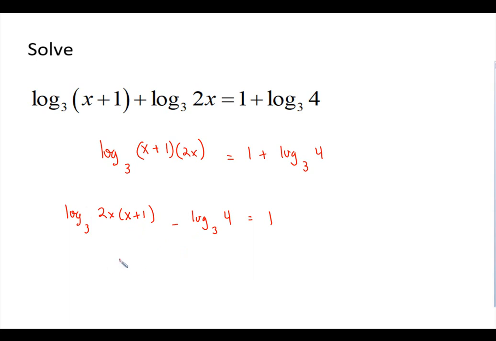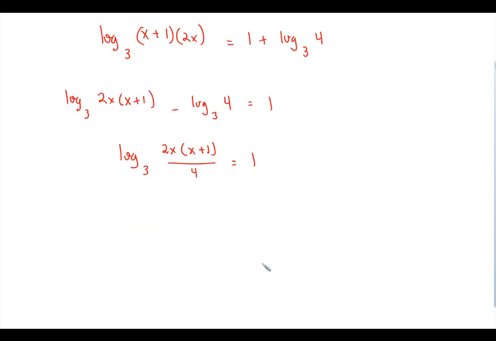Using the log properties, I have log base 3 of 2x times x plus 1 divided by 4 is equal to 1. Now that we have it written as a single logarithm, you want to change it to exponent form. So in exponent form, this is going to be 3 to the first power equals 2x times x plus 1 divided by 4. And then now we just need to solve for x.